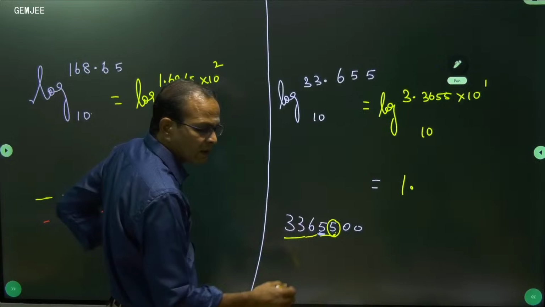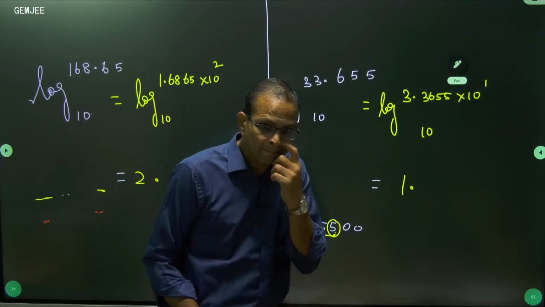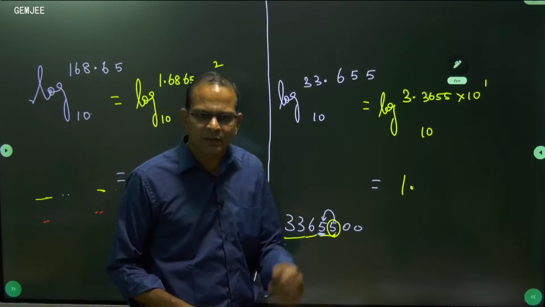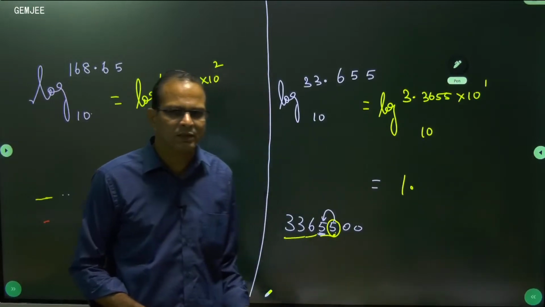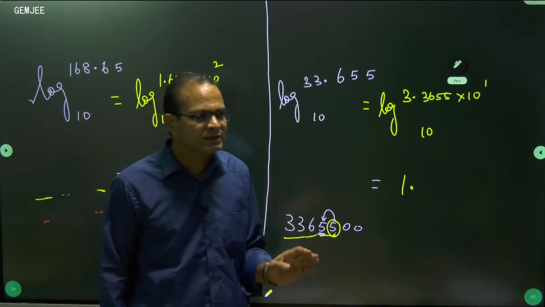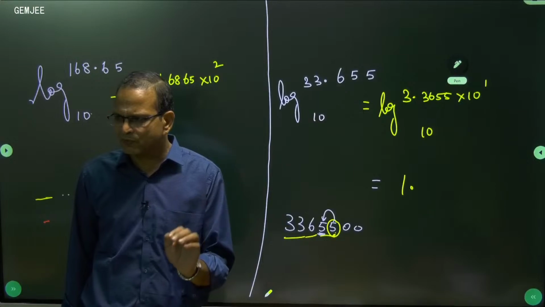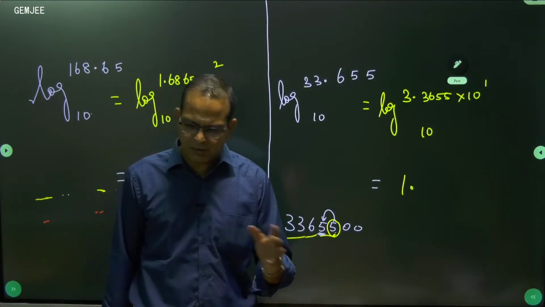Is 5. 5 is an odd number or even number? Odd number. Then give increment. If it is even number, simply drop 5. Because mathematics prefers only even numbers, not odd numbers. Even numbers are more preferred in any calculation compared to odd number.